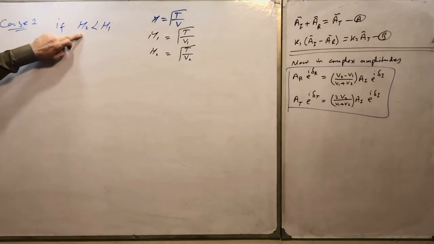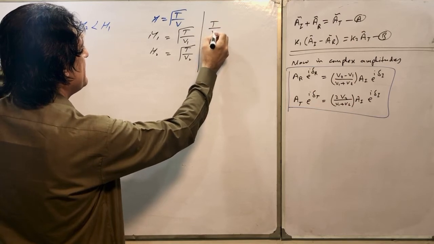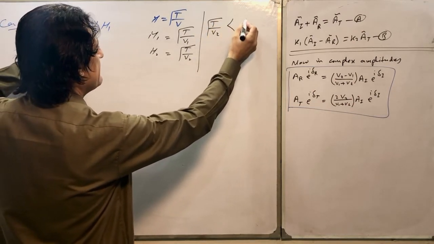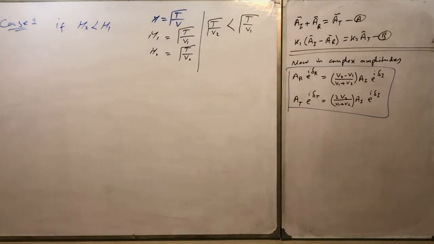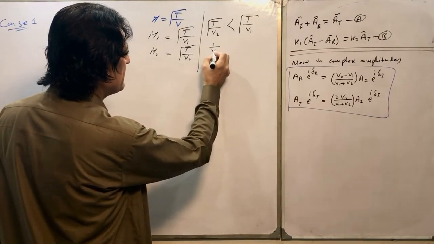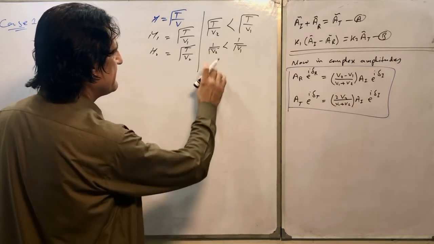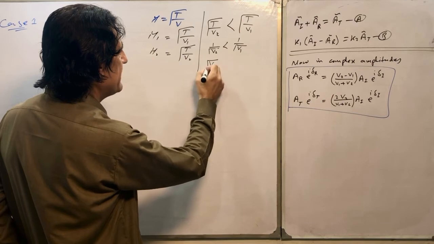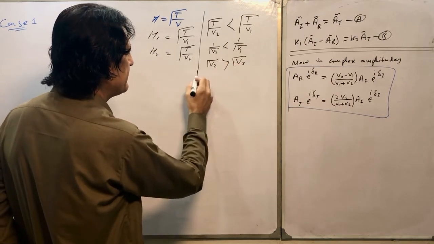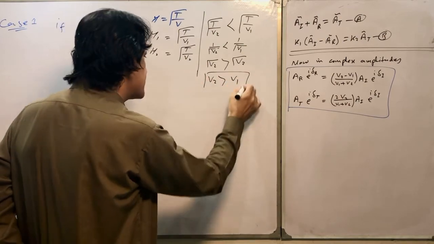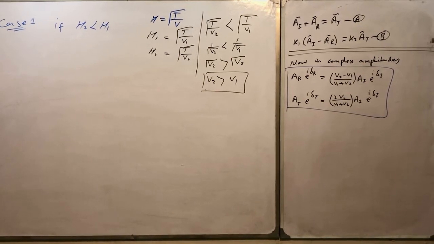If this is the case, then what will happen? Let's see. T over V2 is less than T over V1, and T is the same, so we can say that 1 over V2 is less than 1 over V1, under root. Further, it means that V2 is greater than V1. So this is the case: the velocity in string 2 must be greater than the velocity in string 1.